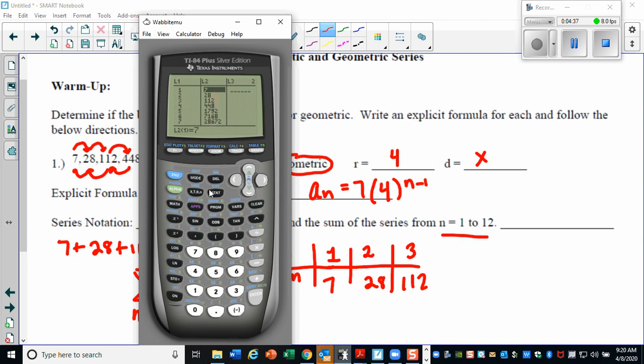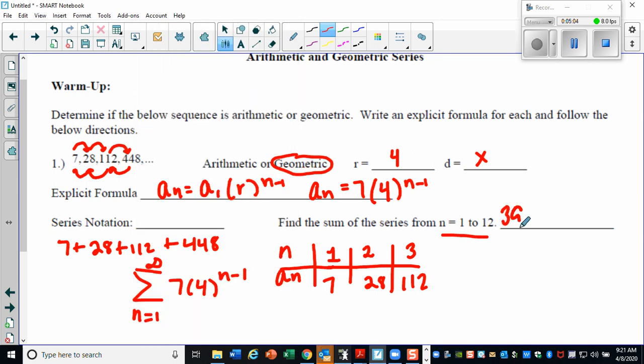Now remember, to get your sum, make sure you quit. You're going to go to second Stat, because we're doing something with lists. We want to do math with the list, and we want to sum the list. You're going to go down to number 5, hit Enter, and hit second L2, because we're summing list 2, not list 1. And that gives us a pretty large number of 3,914,685. So 3,000,000, I wrote that wrong, sorry.